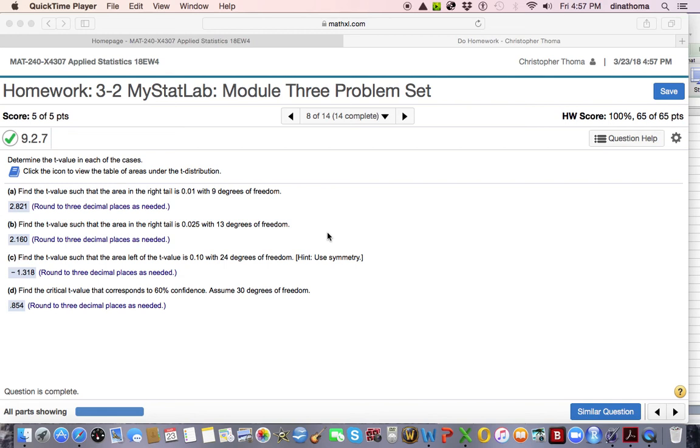I'm going to try to help build some videos here to see if I can help us through the technology. So this is part of the homework for this week. And I'm going to talk about how to use the tables for the t-distribution to find our t-values.